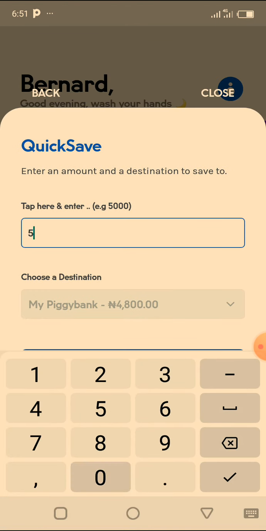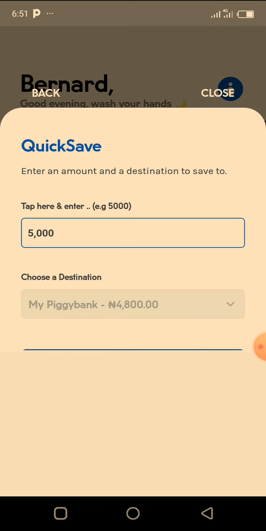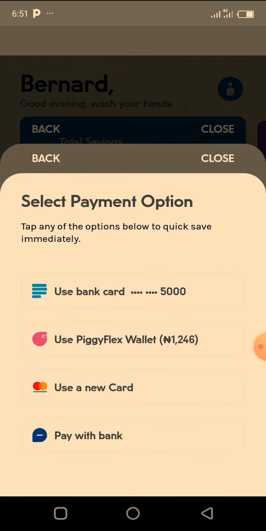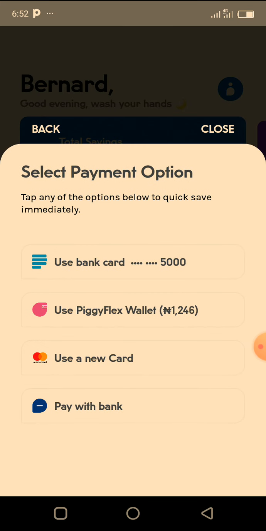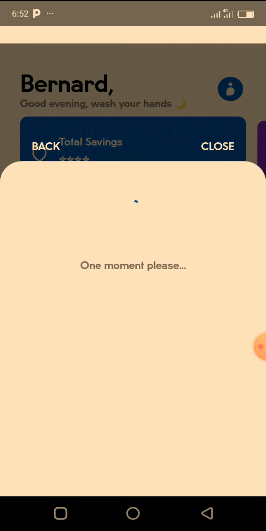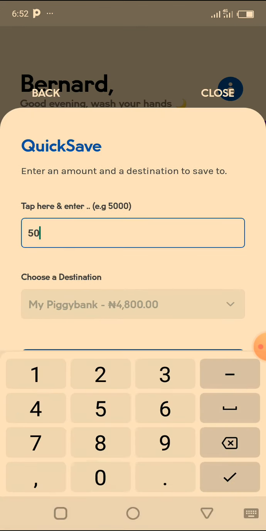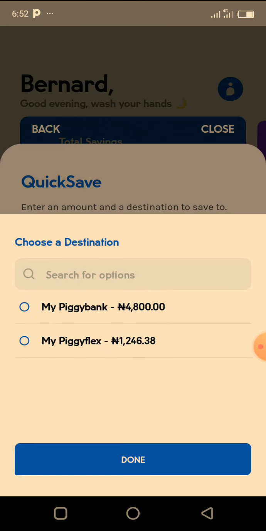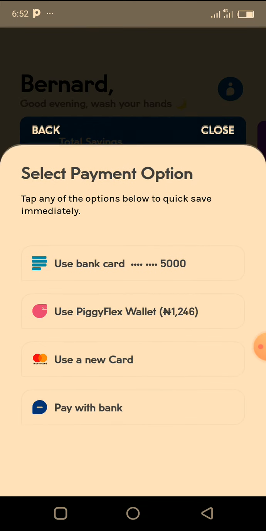If I was to save to Flex, Piggy Flex, you see that it will give me the option of piggy. It will give me the option of using the same flex now. So I chose to save to flex 5,000 naira. Choose destination to save to, and I chose flex, and I choose proceed.